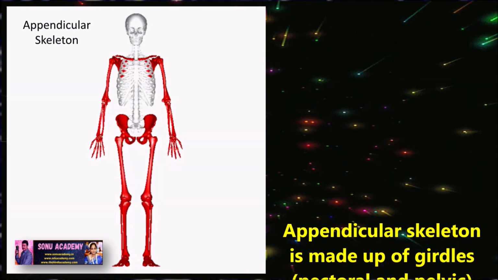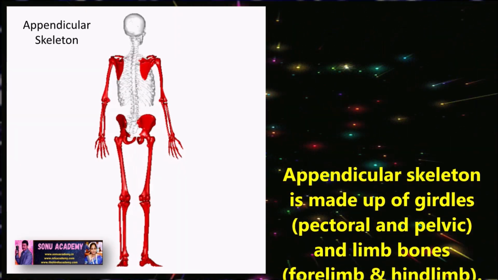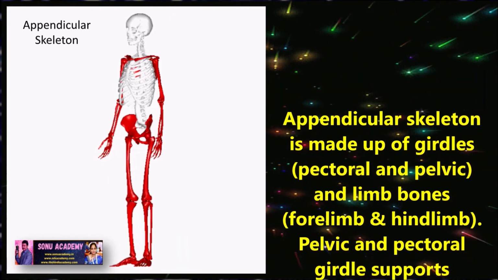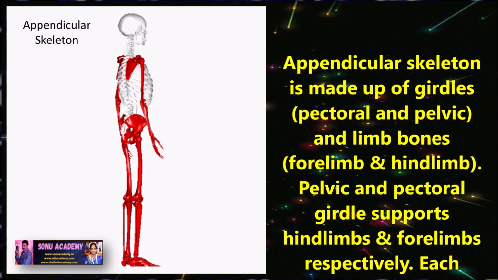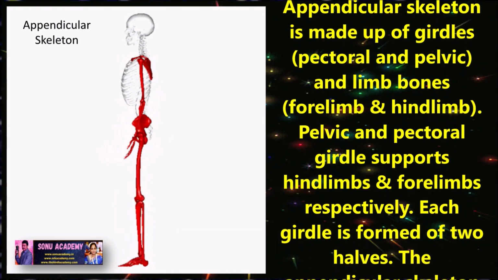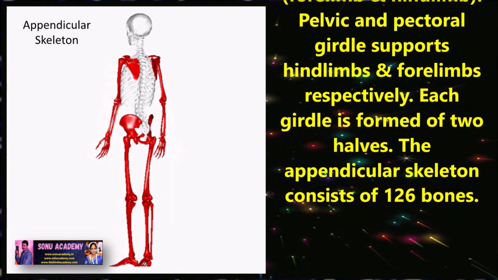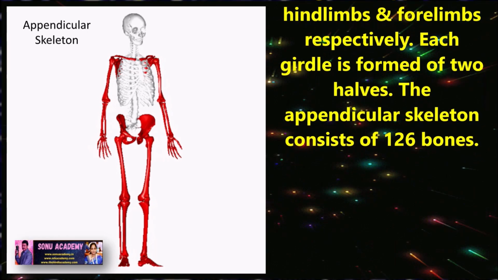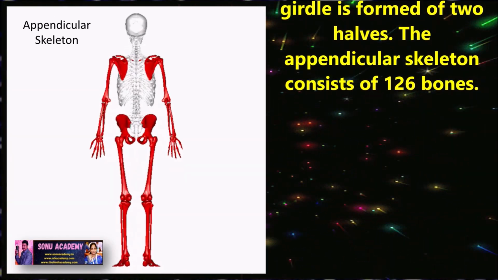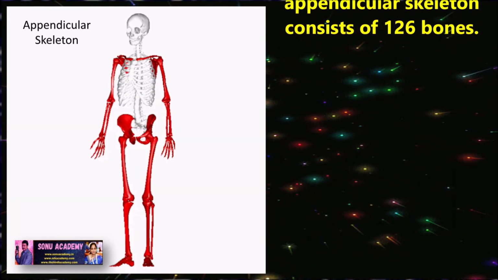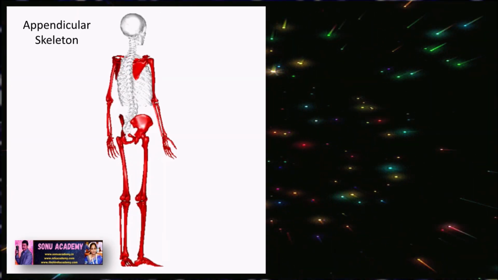Children, let us discuss the appendicular skeleton. The appendicular skeleton is made up of girdles, pectoral and pelvic, and limb bones, forelimb and hindlimb. The pelvic and pectoral girdles support the hindlimb and forelimb respectively. Each girdle is formed of two halves. The appendicular skeleton consists of 126 bones.